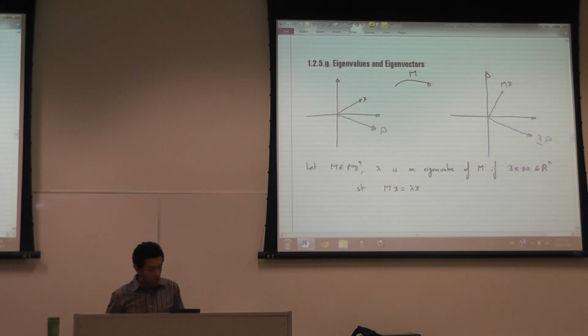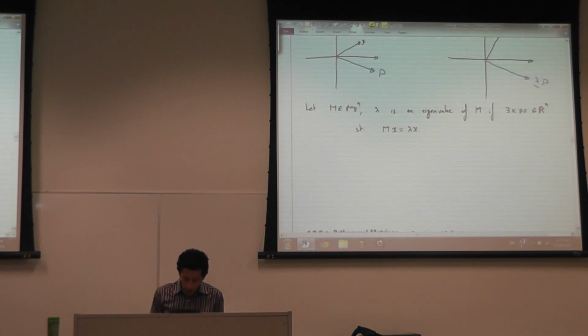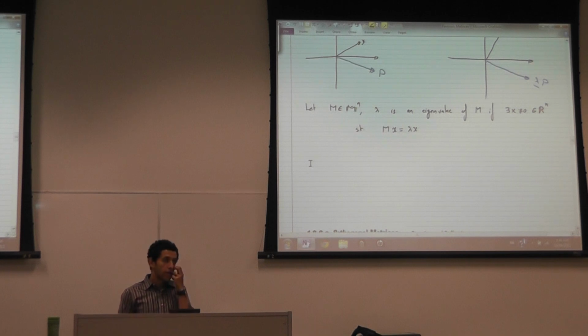So let's quickly see if you are still awake or not. The matrix I. What do you think? Does it have eigenvalues or eigenvectors or not? In fact, every vector in the space is an eigenvector of I, because every vector, when you multiply it by I, keeps its direction.